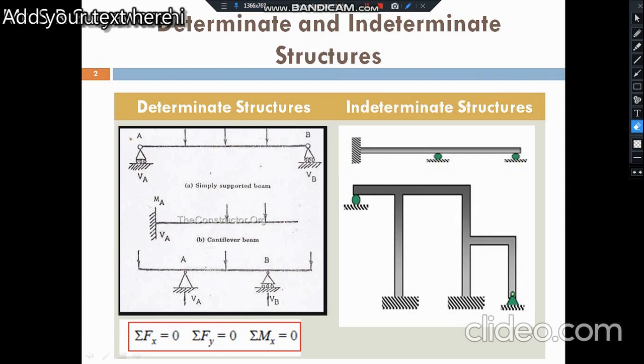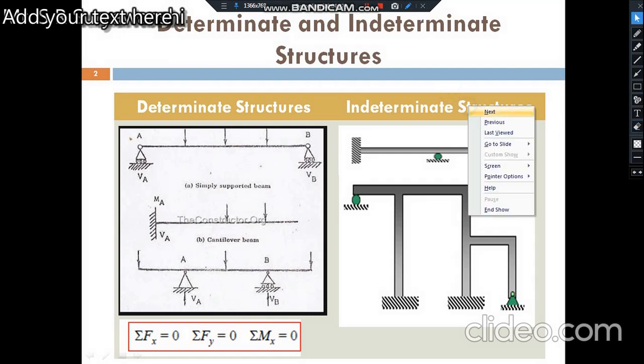Any structure in which we are unable to find the reactions using the available equations of equilibrium is indeterminate. The examples are the statically indeterminate beam, continuous beam, and rigid jointed portal frame. So these are examples of indeterminate structures. This is the basic concept that we have to study.